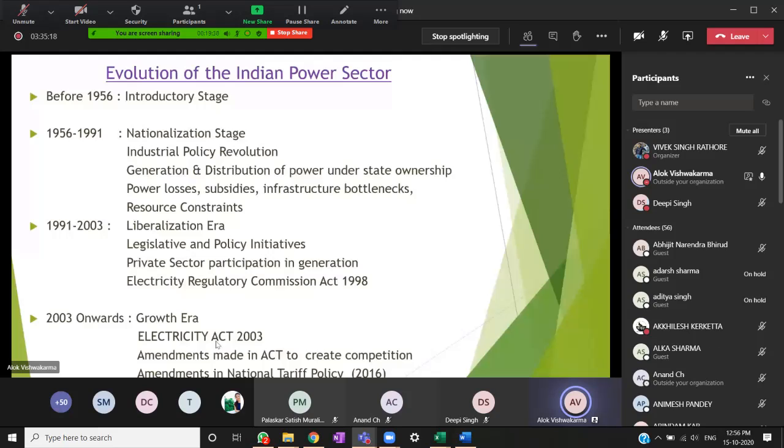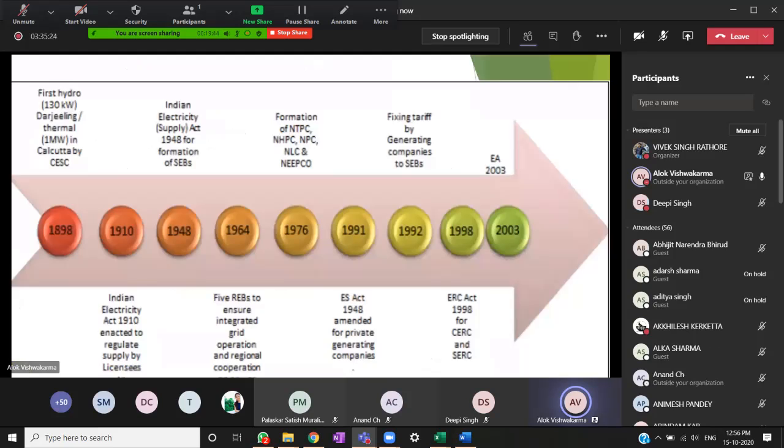So we can see the 1948 Electricity Supply Act, which formed the State Electricity Board. Then around 1976, there was a formation of NTPC, National Thermal Power Corporation, National Hydropower Corporation, and Nuclear Power Corporation, under the government of India, to have rapid growth of the Indian power sector. Then in 1992, the tariff fixation policy came, and finally in 2003, the Electricity Act 2003. This one is the biggest landmark act in Indian power sector history.